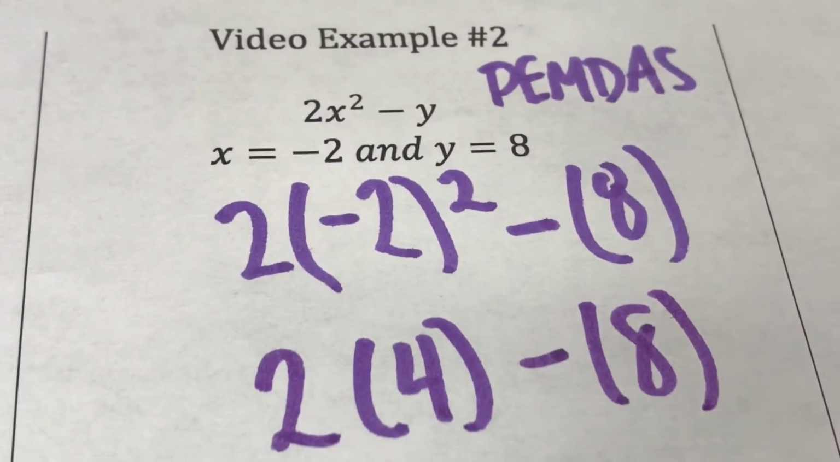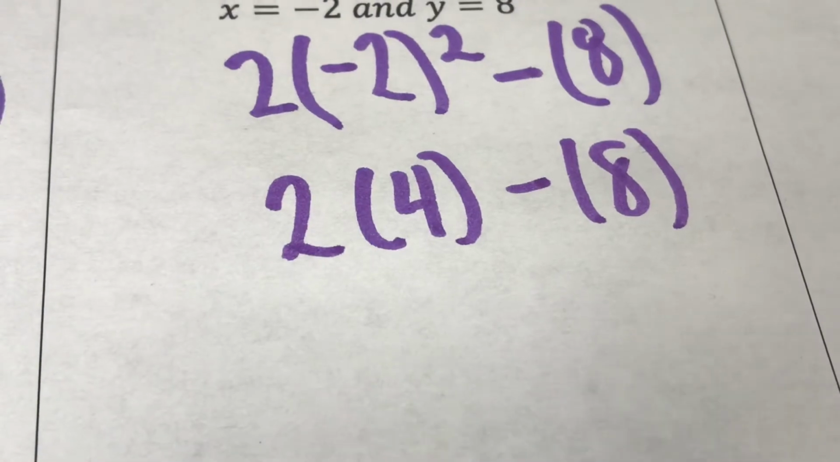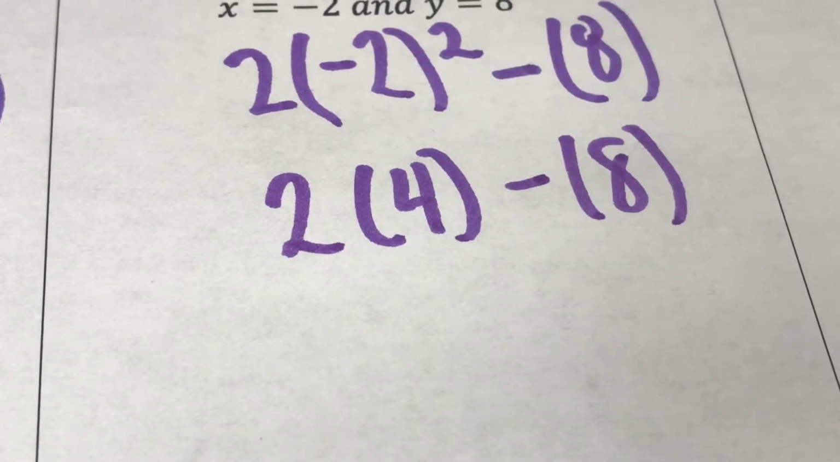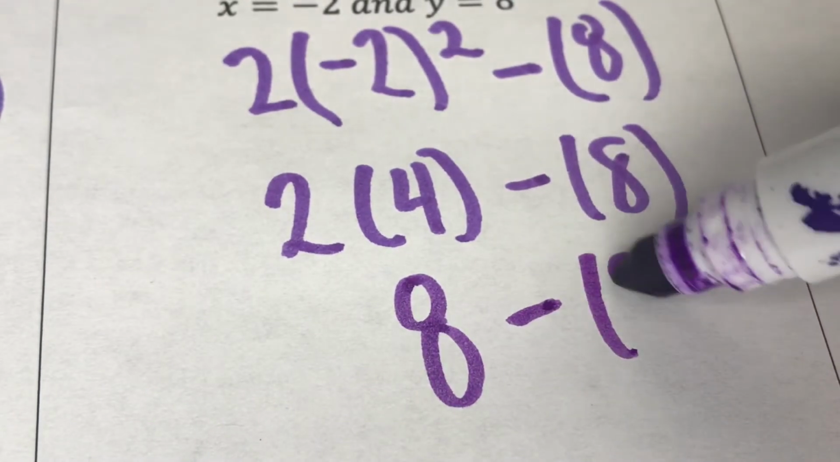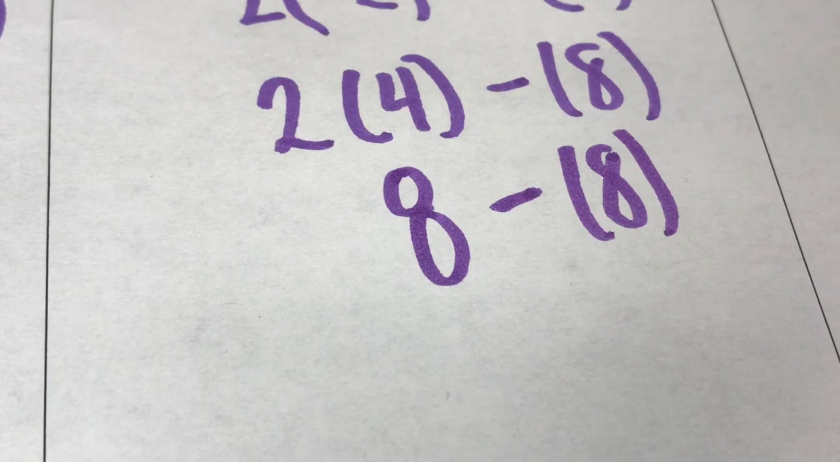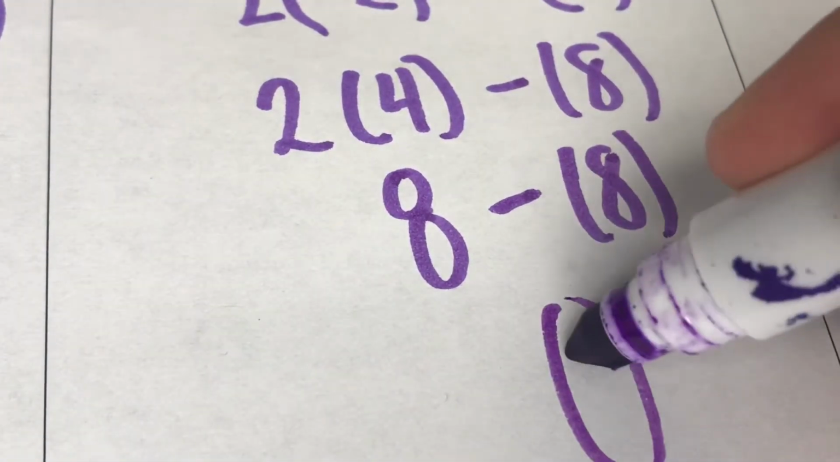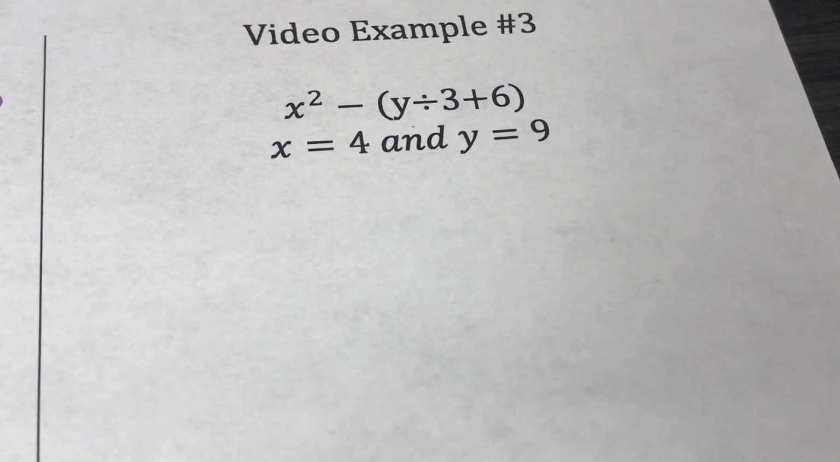Now we check back up into PEMDAS. Our next operation that we have to do is multiplication. It comes before subtraction. So we're going to do 2 times 4, which is 8. And we rewrite the rest. From here, well, 8 minus 8 is 0. And that's our answer.